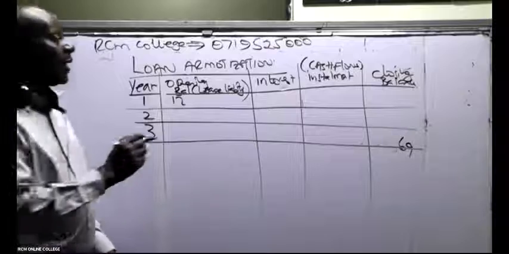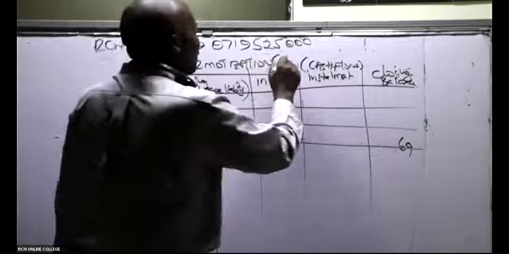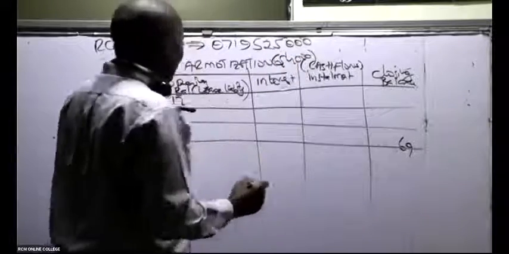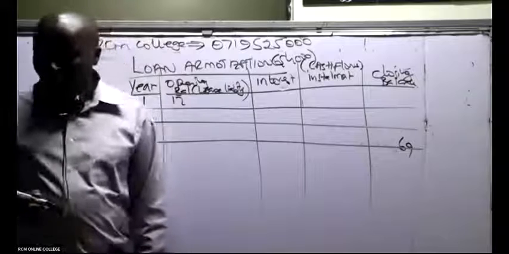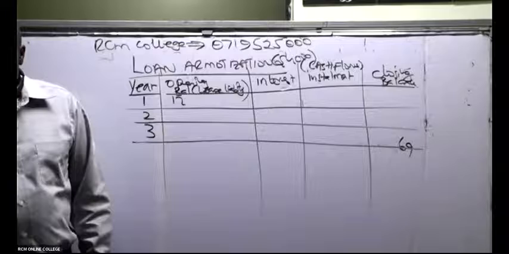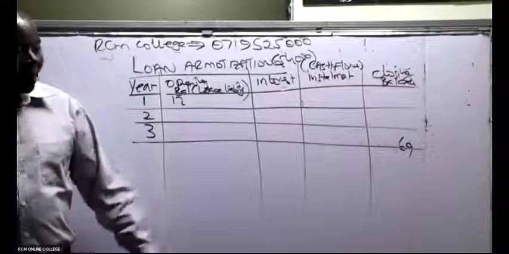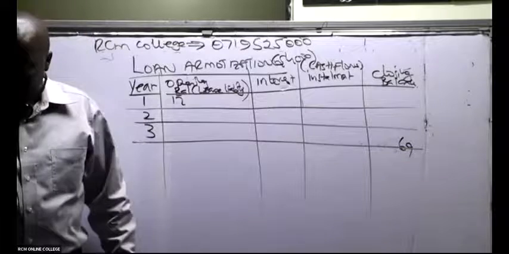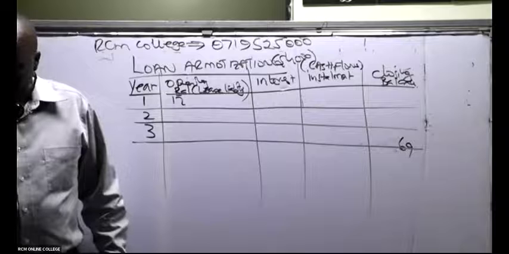Remember, our figures here are in shillings, thousands. Please give me the whole figure, the one that I wrote here, to 2 decimal places.